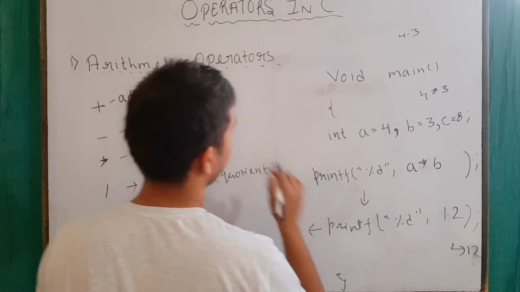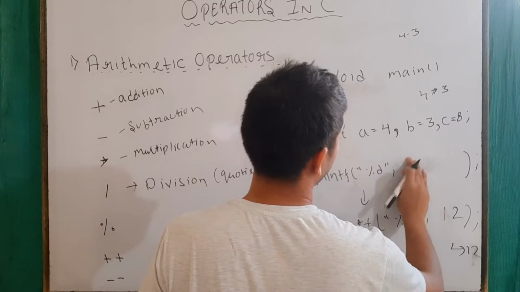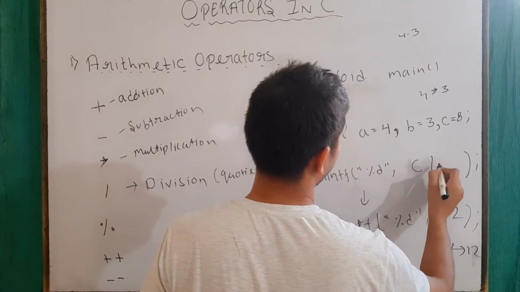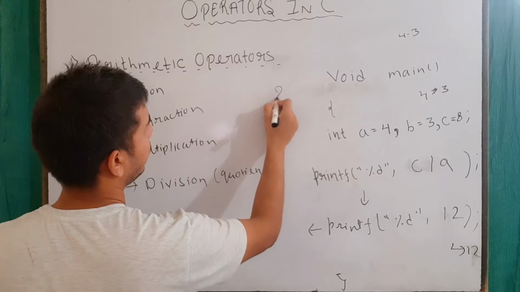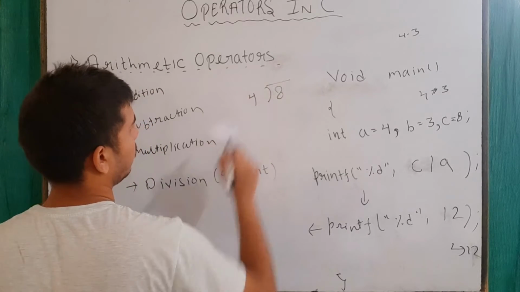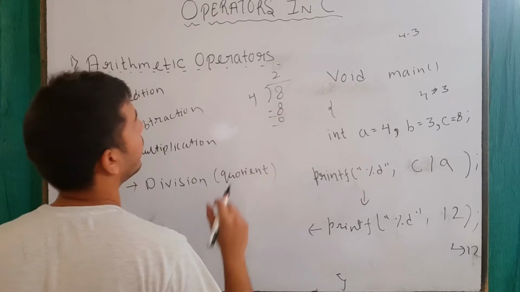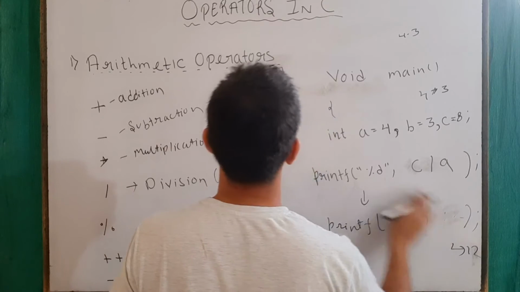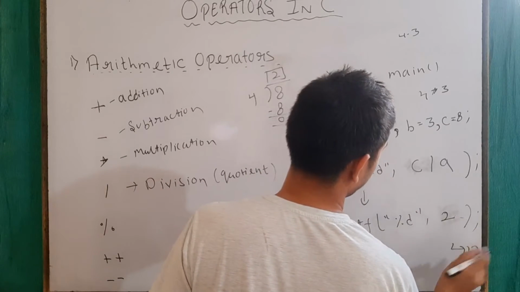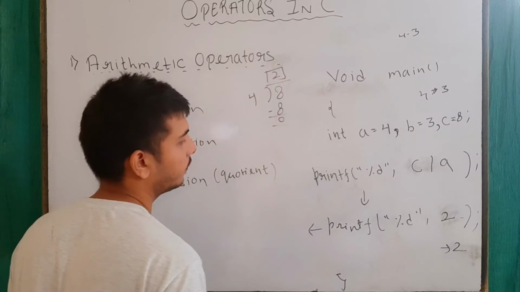For example, let's say I do C divided by A. It means 8 divided by 4. Now 4 twos are 8, and the remainder is 0. So this is our quotient, and our output will be 2.